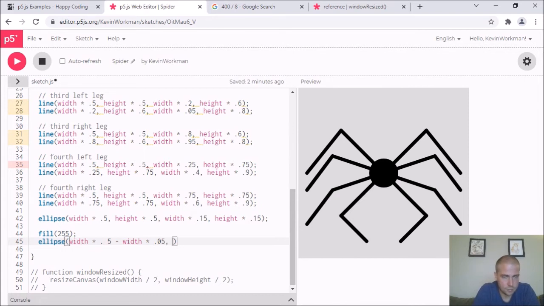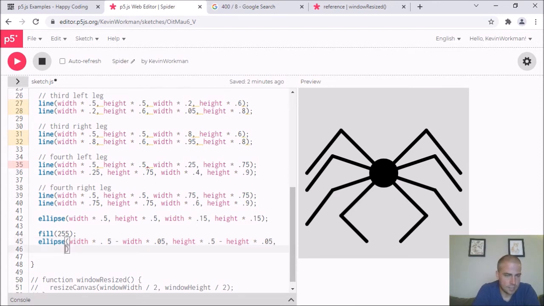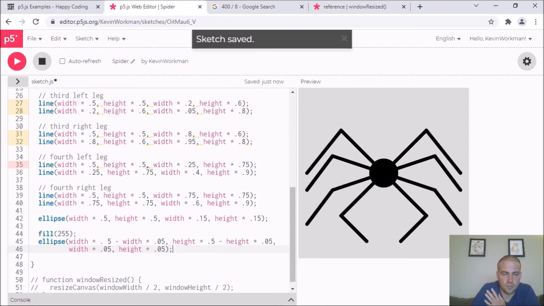And same deal with height, the vertical coordinate. So height times 0.5, which is the center, minus some number. So height times 0.05. I don't really know if that's right. And then I need to give my ellipse a size. So I'm going to say like width times 0.05 maybe, height times 0.05. These are all complete guesses. I have a vague sense of where it'll show up, but I don't actually know if it'll look good.